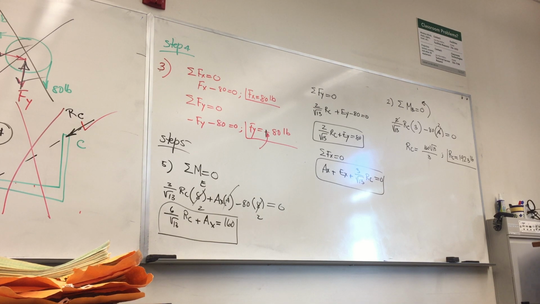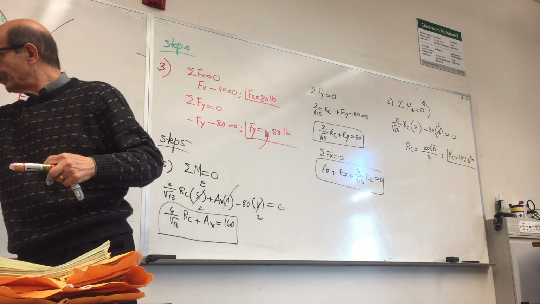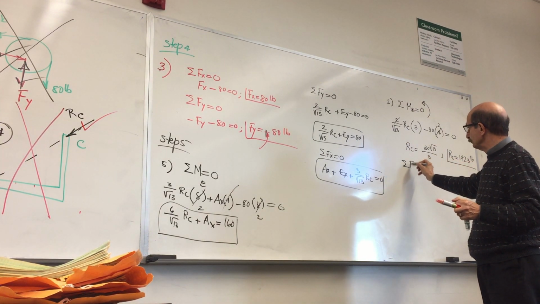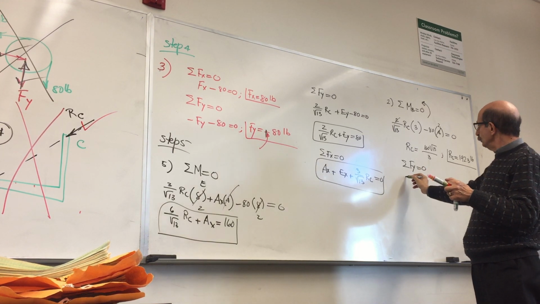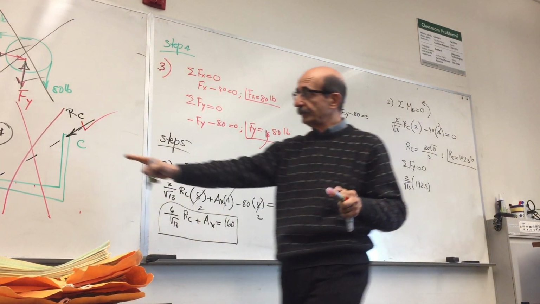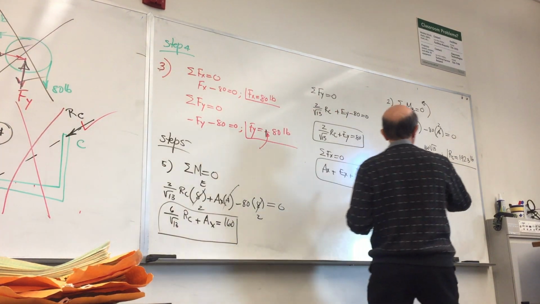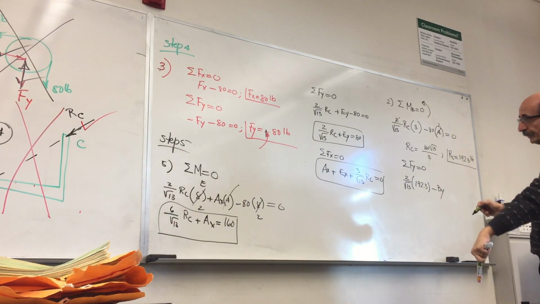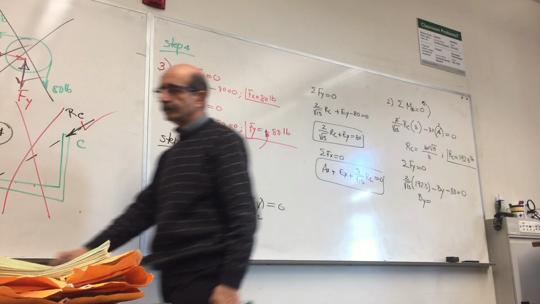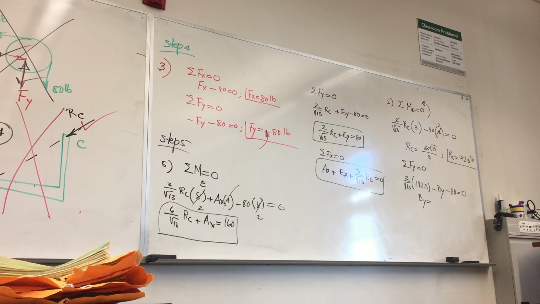At this point, as I said, you either exhaust all your options, go to the next one. Here, on this free body diagram, I've only used one equation, summation of moments. You can now take summation of forces along y. So you have 2 over square root 13 times RC, which is 192.3, minus By minus Fy, which is 80, is equal to 0. So you find By comes out to be 26.7.